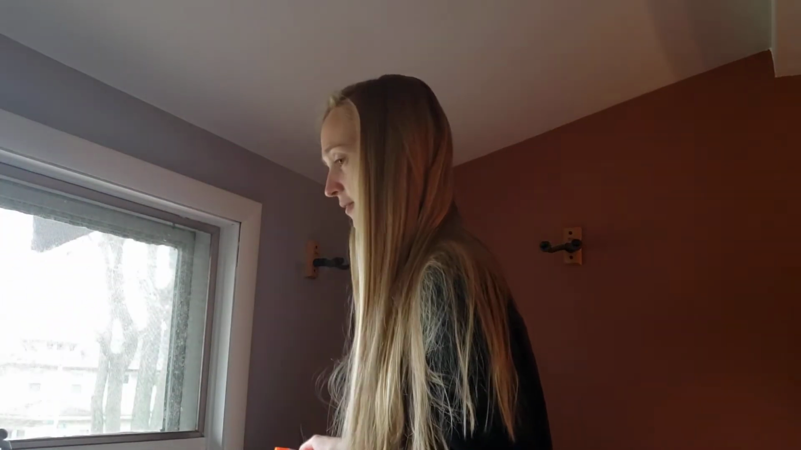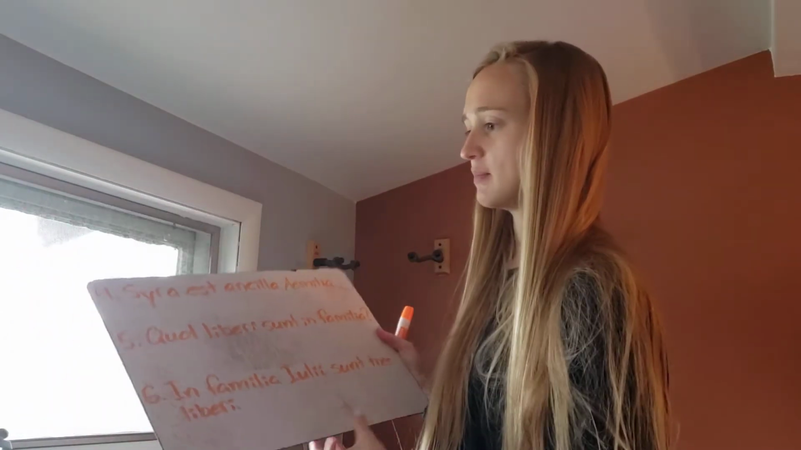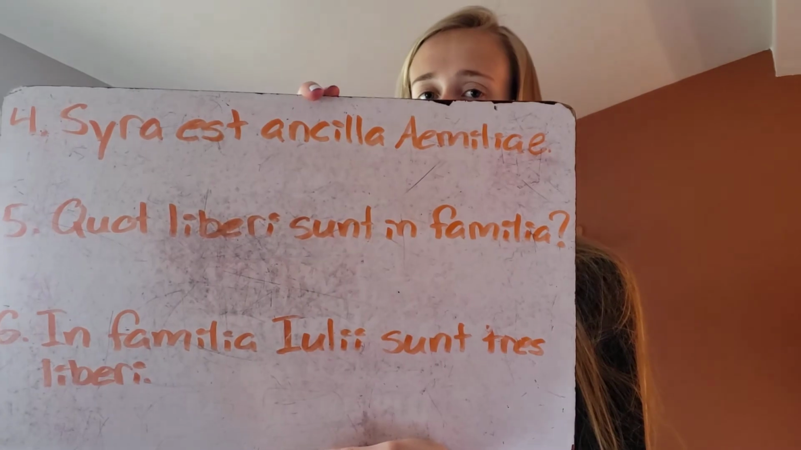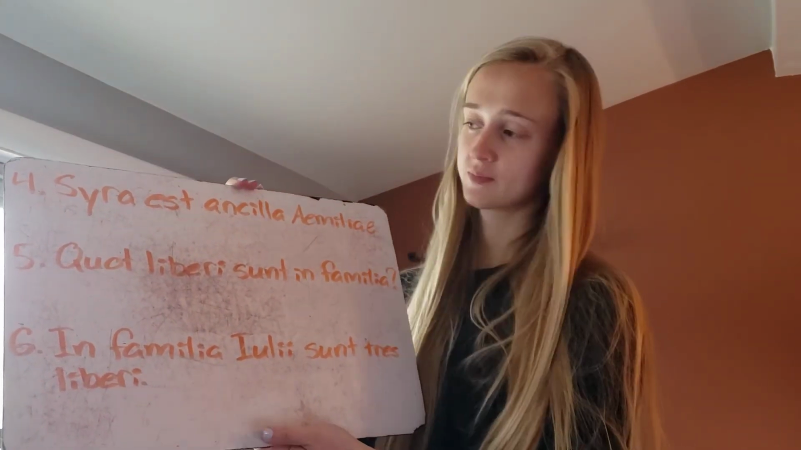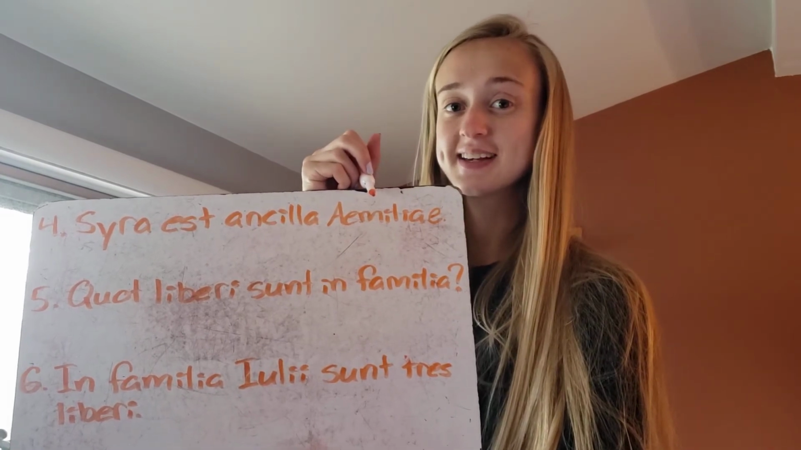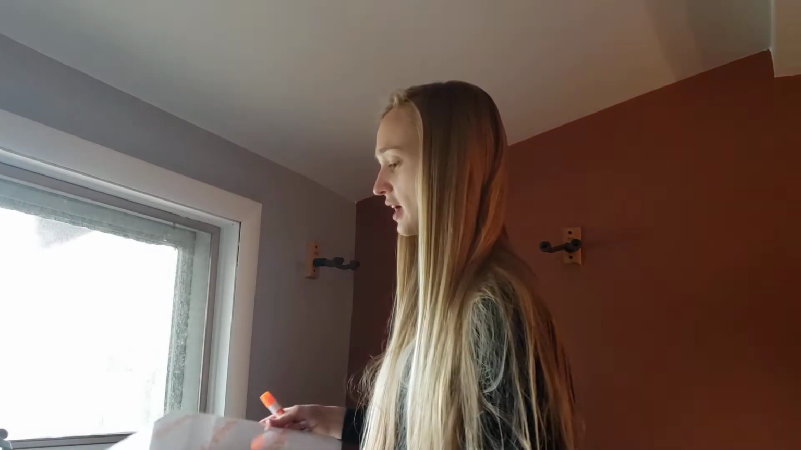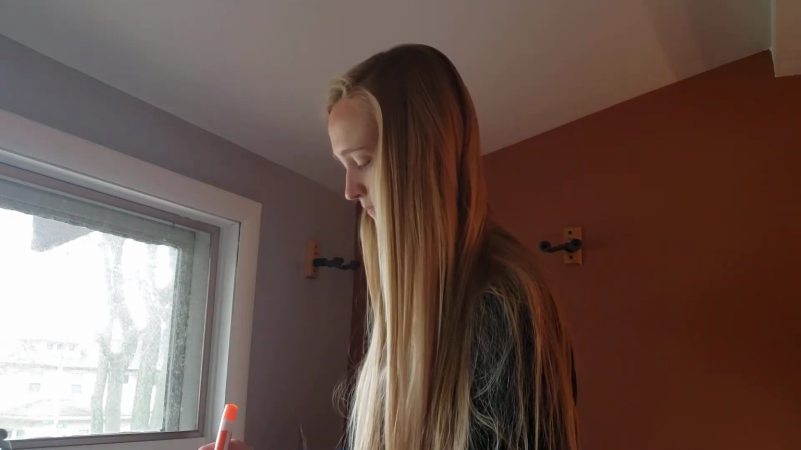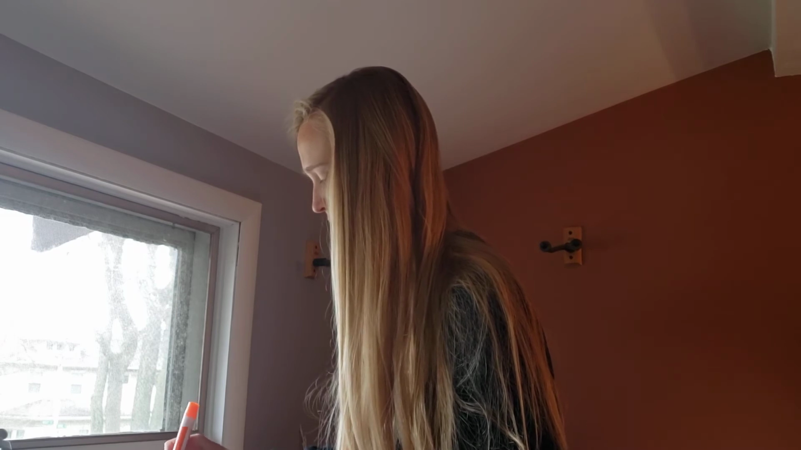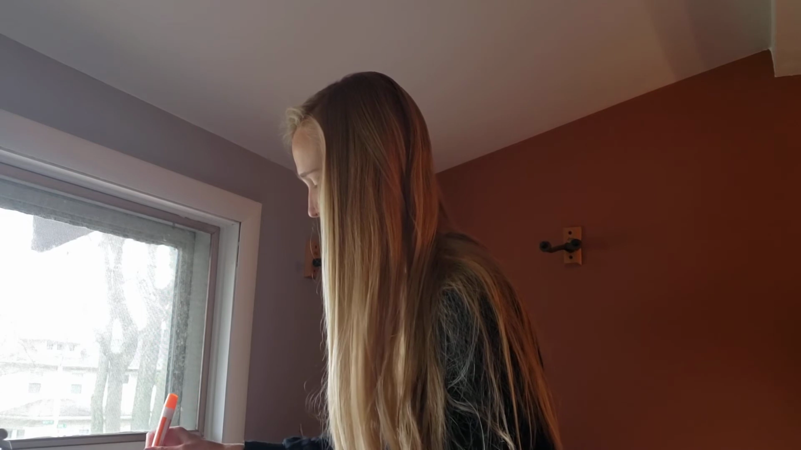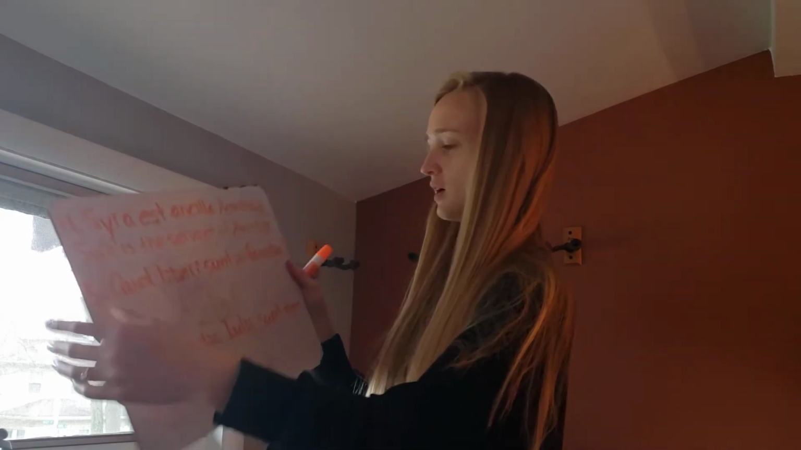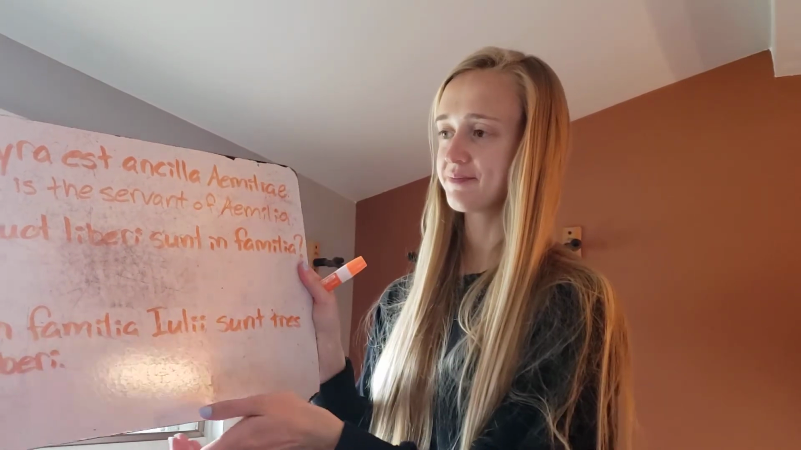We'll move on to number 4. Sira est ancilla Aemiliae. Sira est ancilla Aemiliae. What do you notice about the sentence? We have Sira is the servant, Aemiliae. What does that AE ending tell us? Of Aemilia. Great work. You can go ahead and look at your chart of genitive endings if you need help. All right, we have Sira is the servant of Aemilia. Let's look at the next one.